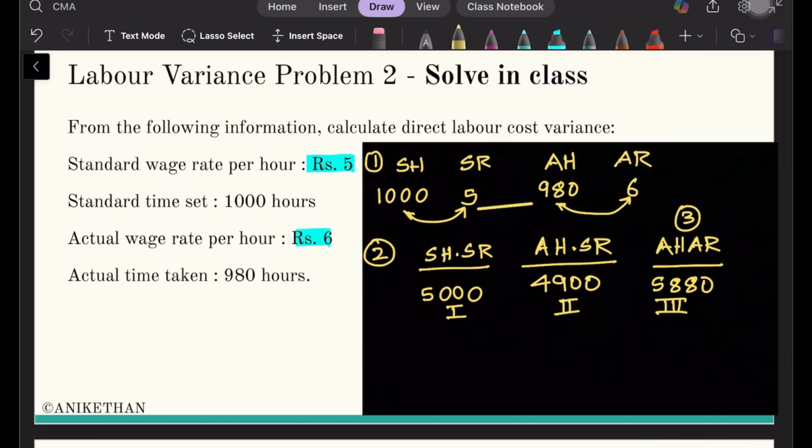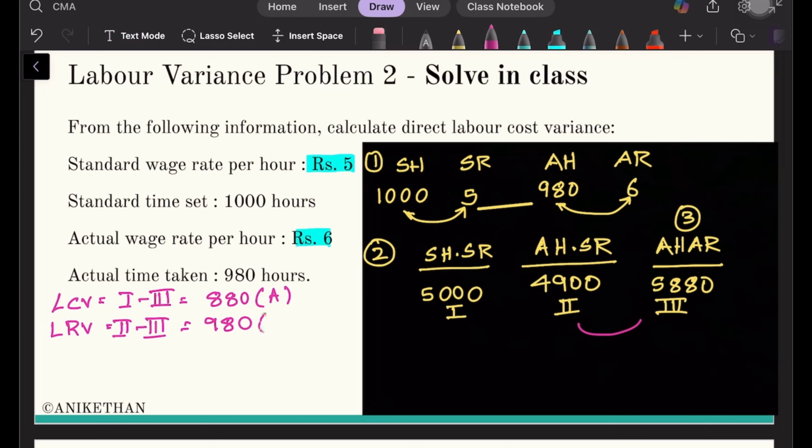Now my labor cost variance is given by 1 minus 3. So this will be 5000 minus 5880. Since I get a negative value, I call it adverse variance. Next, labor rate variance. This is nothing but the difference of 2 and 3. So 4900 minus 5880, this again will be 980 adverse because it's a negative value. The last one, labor efficiency variance, is given by 1 minus 2. So 5000 minus 4900, 100 favorable.